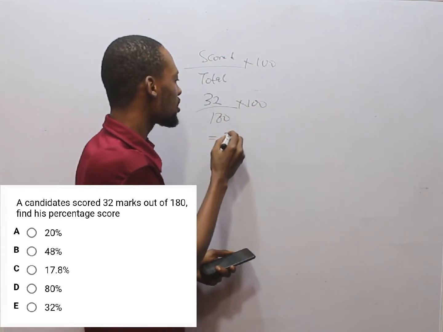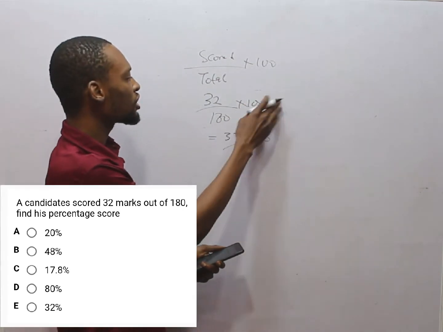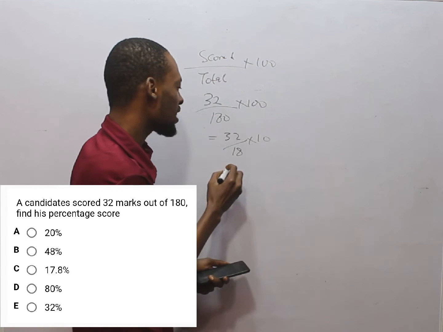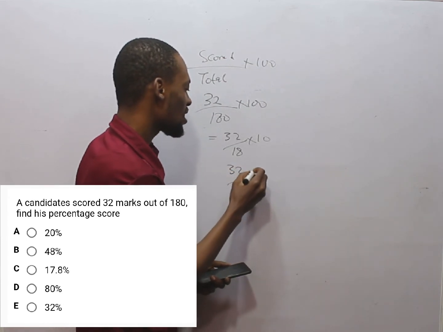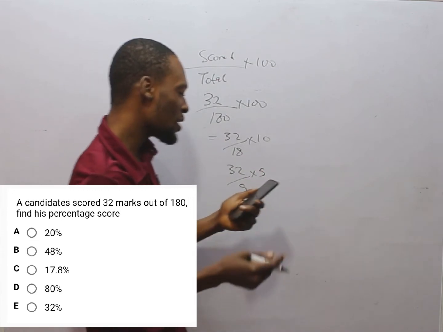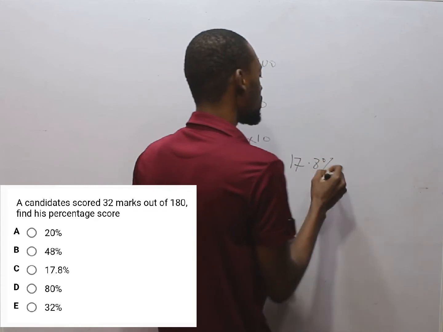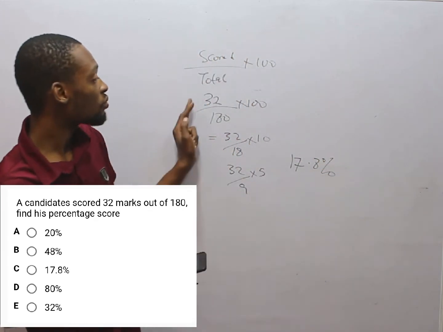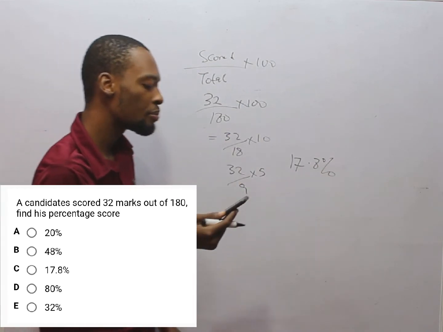This is simply 32 over 18 times 10. If you multiply and divide, this is the same thing as 32 over 9 times 5. So when you break it down and do everything you can, you should get 17.8%, which means 32 over 180 times 100 should give you 17.8%.